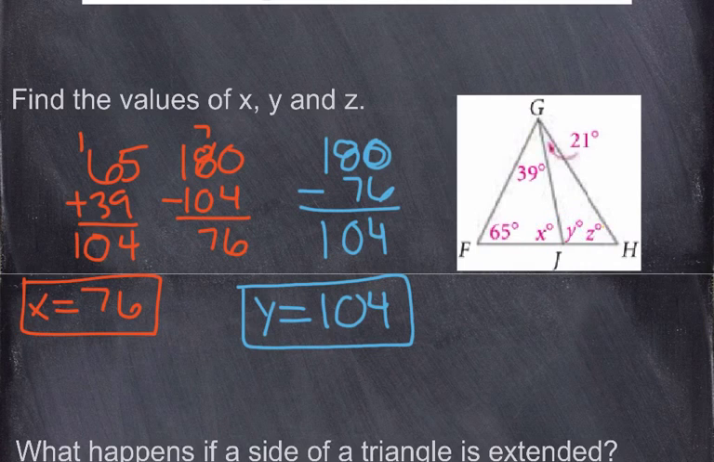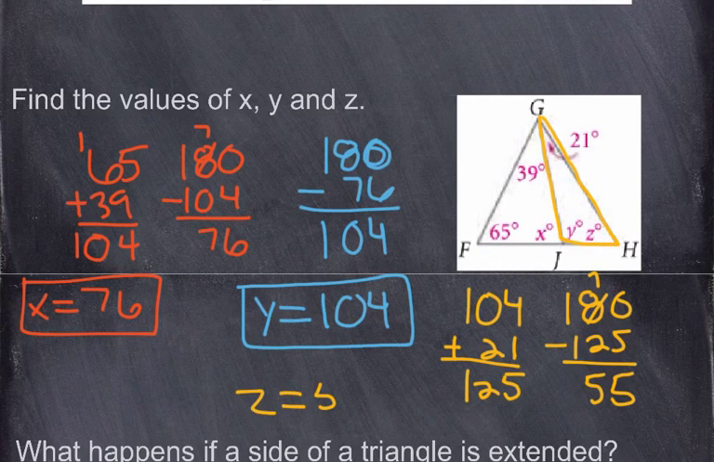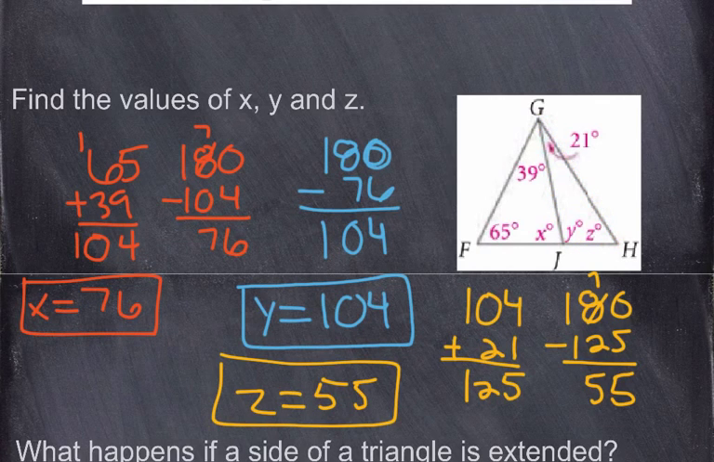Lastly, again, let's go back to the yellow triangle now. Now that we know what y is, we have our triangle here on the right. We know the top one's 21. Now we know y is 104, so we're going to add those values together. We end up with 125. That means z is going to be 180 minus 125. So therefore, we get 55 degrees. So z in this case is equal to 55.